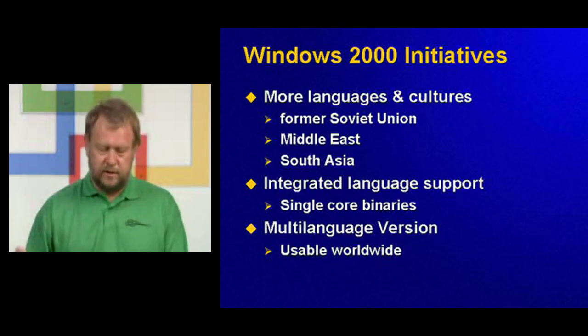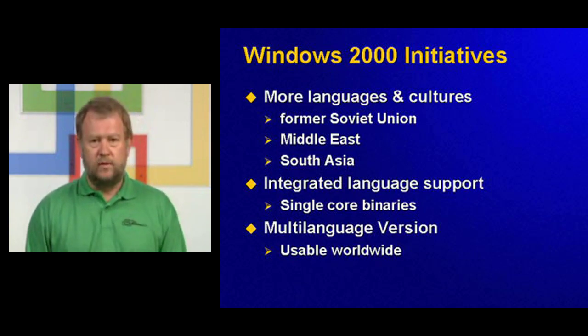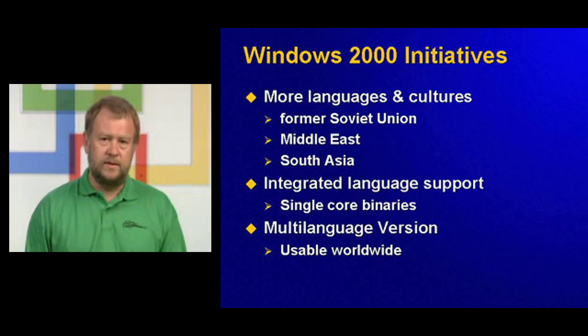And again, we'll get into this in more detail in a few minutes. And the third major initiative in Windows 2000 is the multi-language version. We'll talk about this in a lot of detail, but this basically allows each user to select their user interface as they'd like. So let's first talk about new languages and cultures, as I mentioned a minute ago.